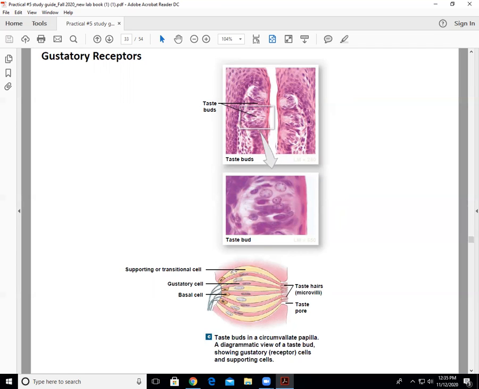Okay. You also have in yellow supporting cells, and you've got some stem cells or basal cells here to keep generating new gustatory cells.